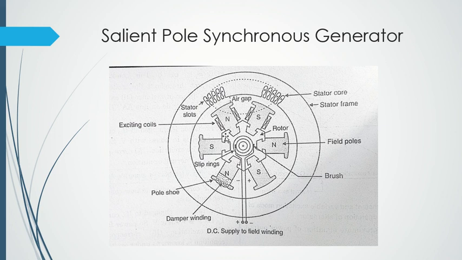And another part, as I've already mentioned, is that it is also used for starting the synchronous motor, right? Because the synchronous motor is not a self-starting motor. So we start it with the help of damper winding. Initially we use it as an induction motor, and then we take it to synchronous speed, and after that it continuously runs at synchronous speed. Okay, so that was it for today.